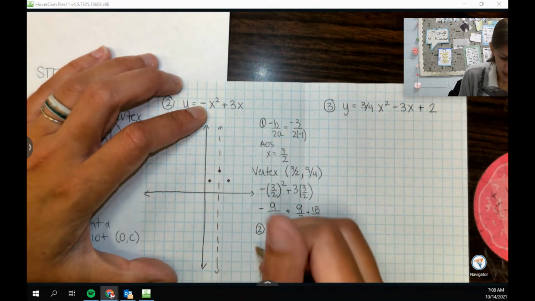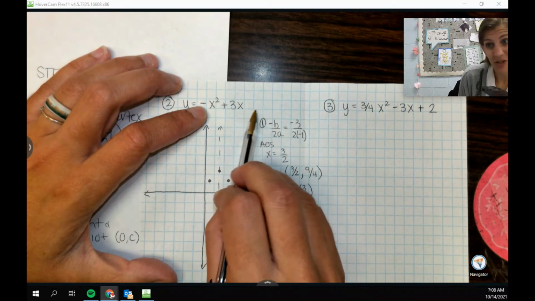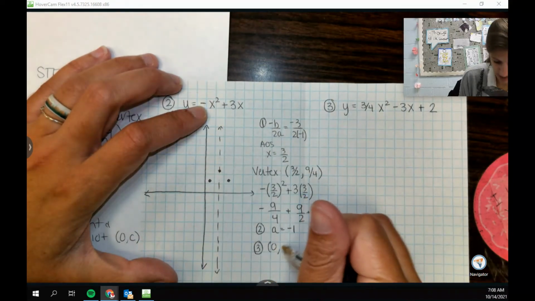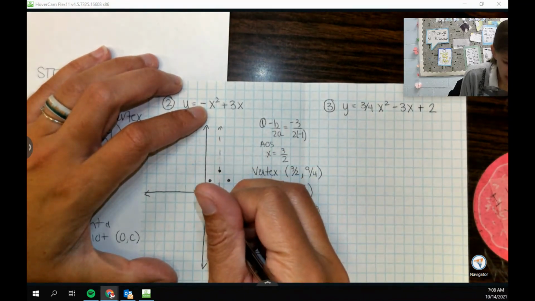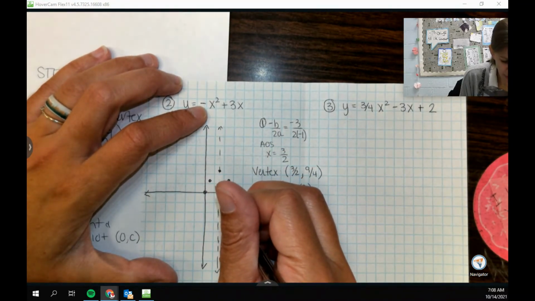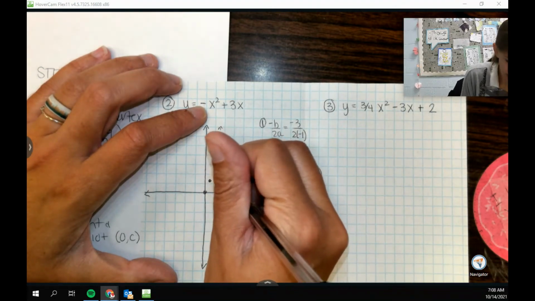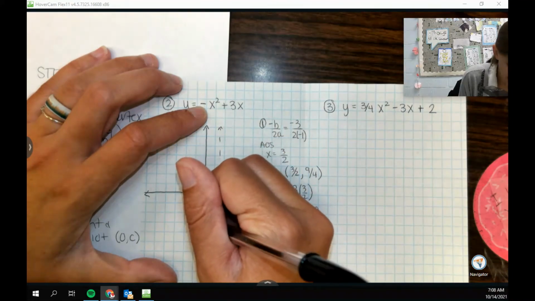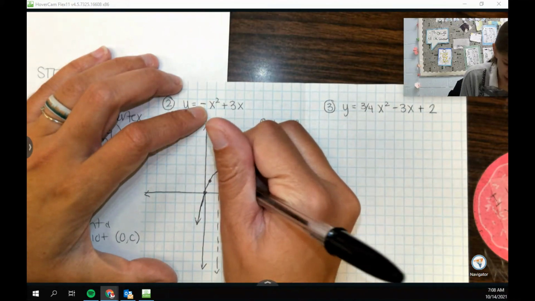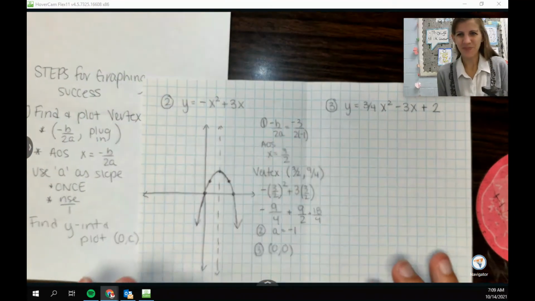And then thirdly, we want to find that y-intercept, which, there is no C value, so that means it's at 0. So we can plot 0, 0. And then I'm like 1.5 away from that line, so I go 1.5 on the other side. So that's a fun little parabola. Interesting little one. There you go.